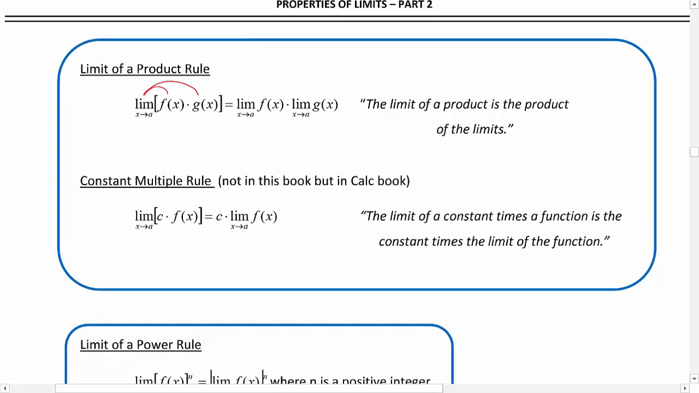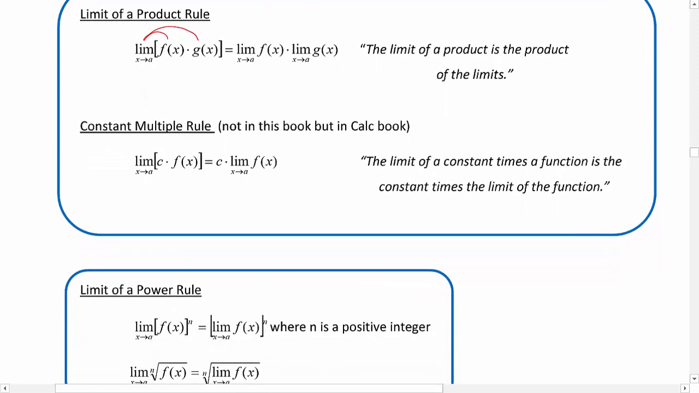So there's another one, our constant multiple rule. This is not in our pre-calculus book, but it is in every single calc book, so I think it's appropriate for us to talk about it now. It says that the limit as x approaches a of a constant times a function is that constant times the limit of the function. So basically just c comes out in front.